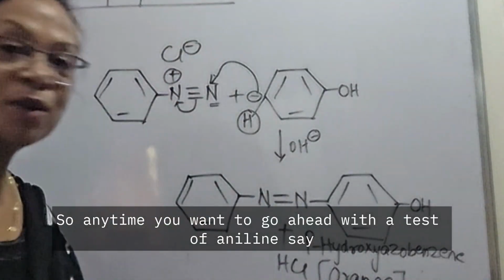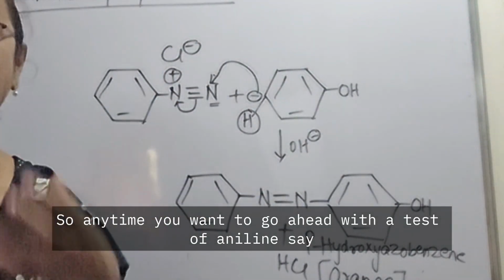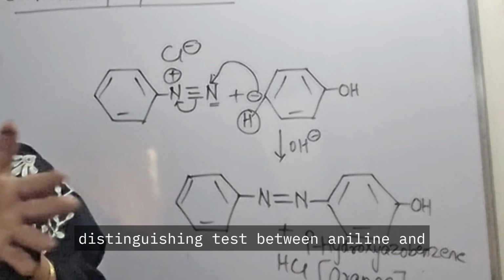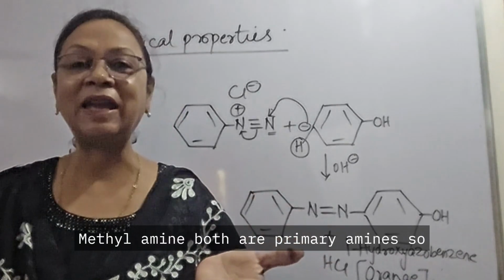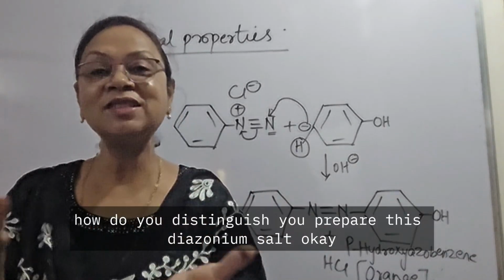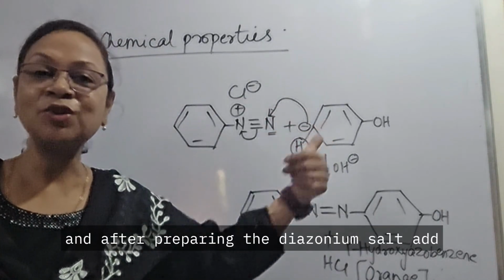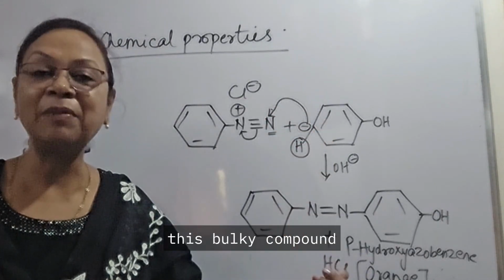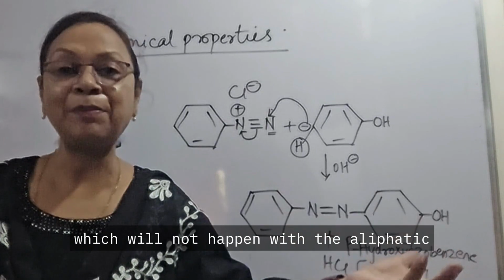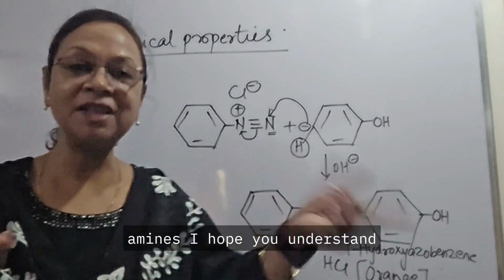So anytime you want to go ahead with a test of anilines, you're distinguishing between aniline and methylamine. Both are primary amines. So how do you distinguish? You prepare this diazonium salt, and after preparing the diazonium salt, add this bulky compound which will give you a dye, which will not happen with the aliphatic amines. I hope you understand what I said.